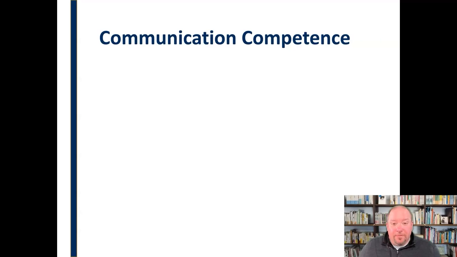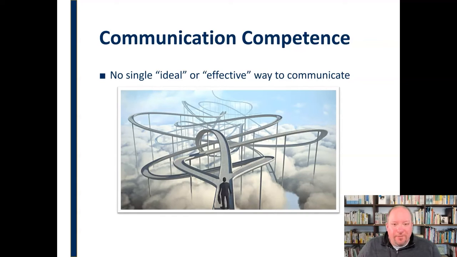Now, there are a couple of really important principles of communication competence that we need to keep in mind moving forward. First of all, there is no single ideal or effective way to communicate. There are many paths to get to the same result oftentimes. I don't want you to think that there's only one way in any given situation to be an effective and appropriate communicator and demonstrate a high level of communication competence. It really depends on you as a communicator. There are lots of different variables at work here. There are a variety of ways to reach the same level of effectiveness and appropriateness. Many paths leading to the same road oftentimes.